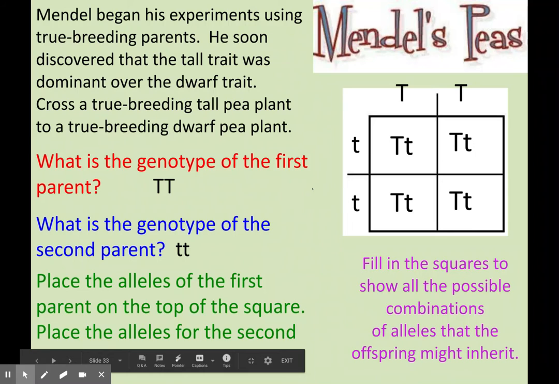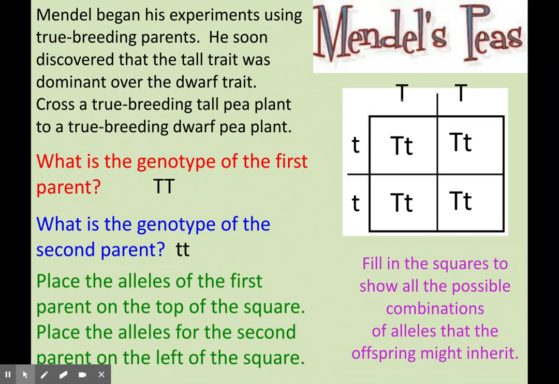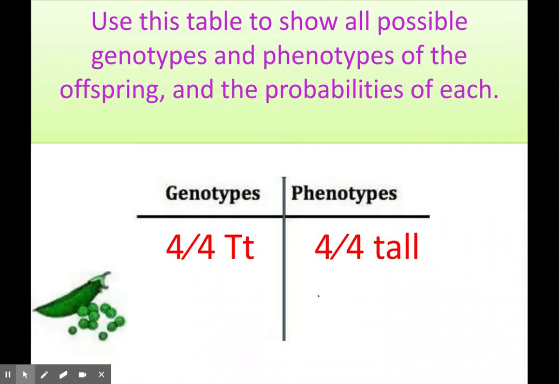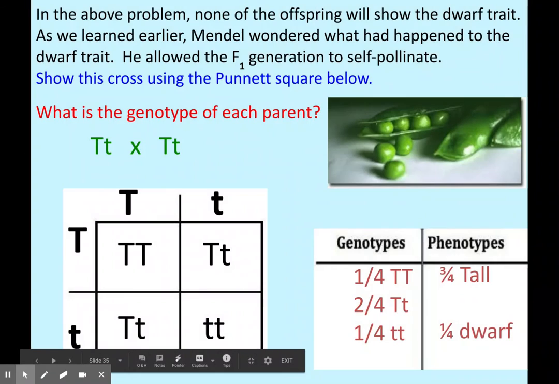So if we look here, in his first cross of those pea plants, he had a true breeding tall and a true breeding dwarf. When they were crossed, you can see the only thing that was produced was heterozygous, which means all of them would have shown up tall. And this is why they didn't see any dwarf plants in that F1 generation. And so the genotype for that would have been 4 out of 4 big T little t, and 4 out of 4, or 100%, would be tall.